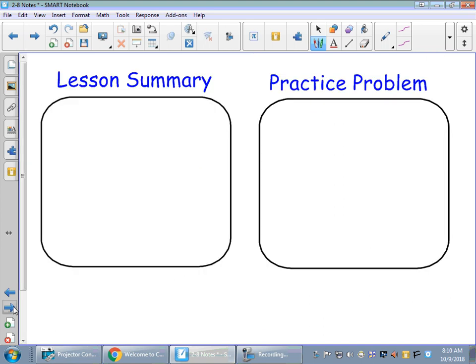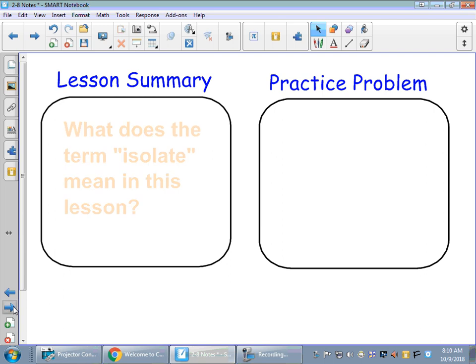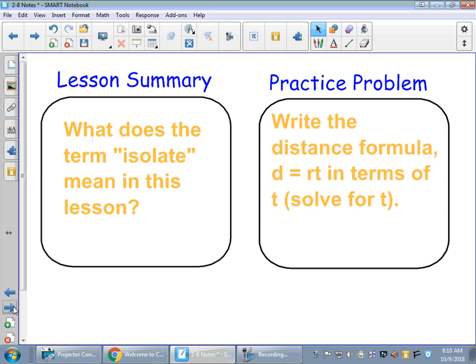The lesson summary is asking you to figure out what the term isolate means in this lesson. I defined that early on. And then on the practice, I'd like you to use the distance formula, but write it in terms of T. Right now, the distance formula is set up in terms of D. I'd like you to solve that for T. Good luck.